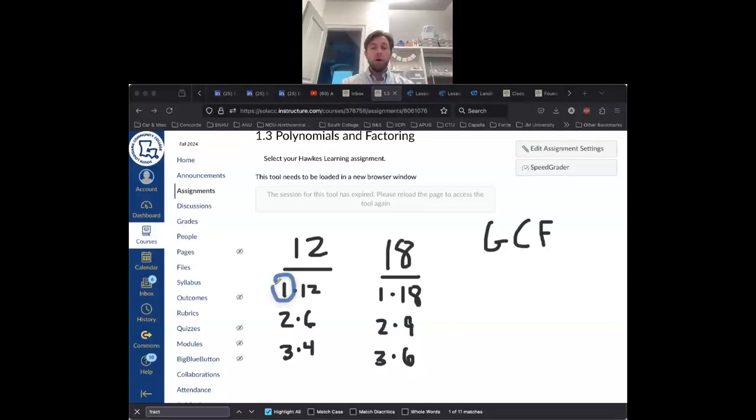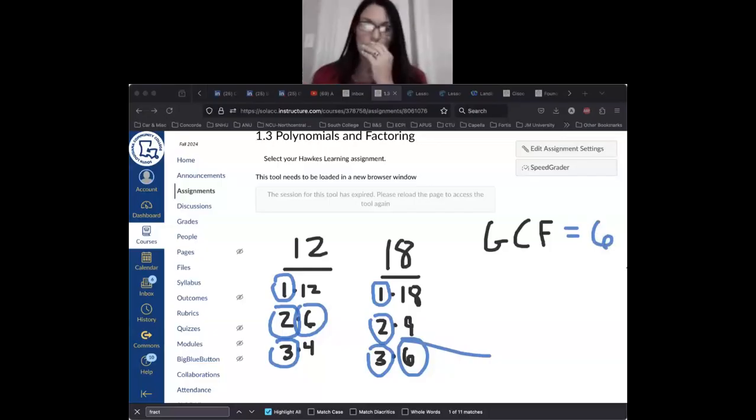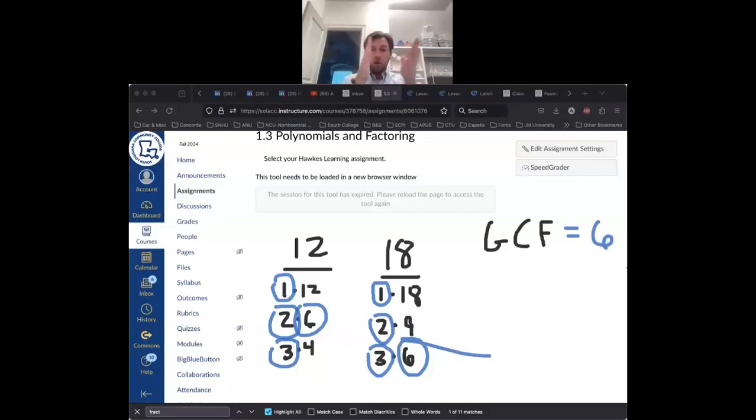A 1 appears in both lists. A 2 appears in both lists. A 3 appears in both lists. And then a 6 appears in both lists. Of those common values, which one's the greatest? 6. That's exactly right. So that's one process: list out the pairs of factors for each and see which number is the highest one that appears in both lists.